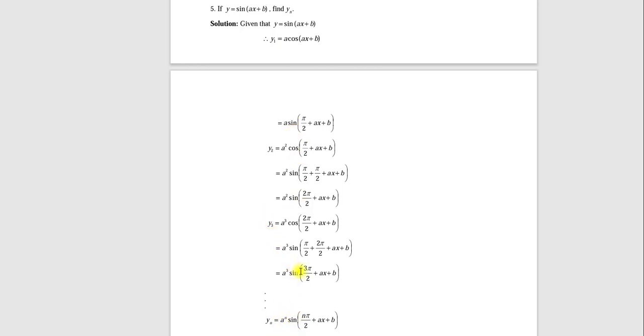And in case of y3 it is 3 pi by 2, in case of y2 it is 2 pi by 2, in case of y1 it is 1 pi by 2. So obviously in case of yn it will be n pi by 2. The rest of the part is same, ax plus b, ax plus b, ax plus b. So the last part will be ax plus b. So that's our answer.